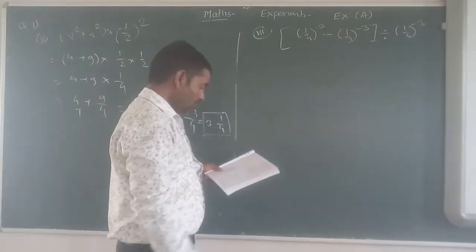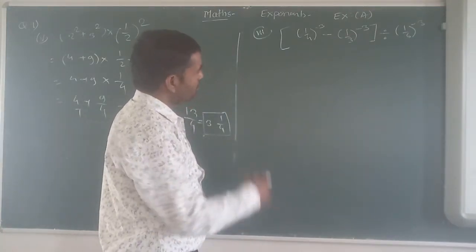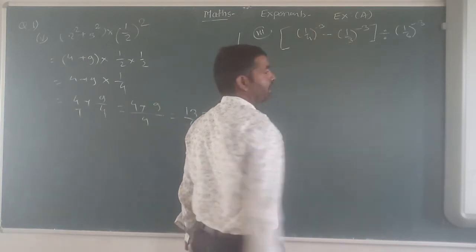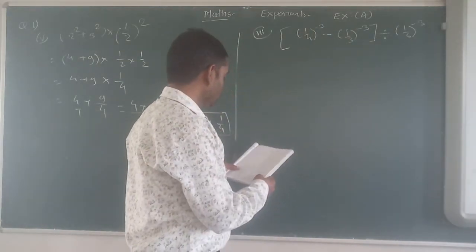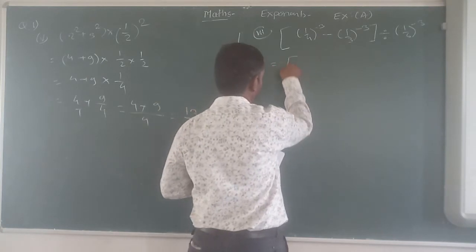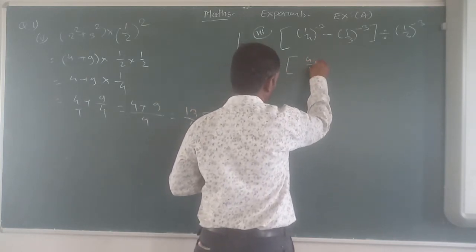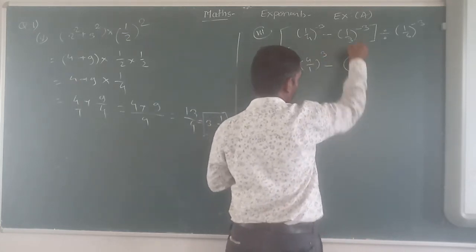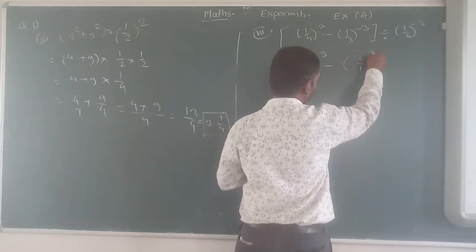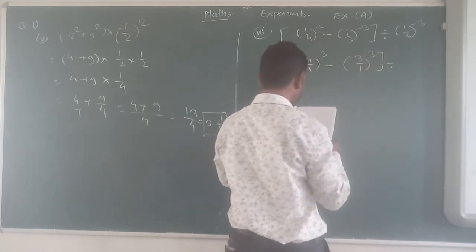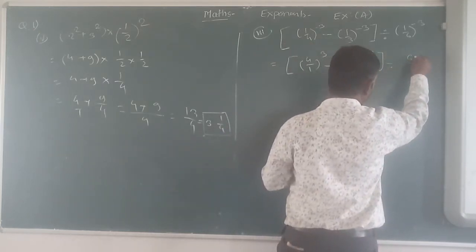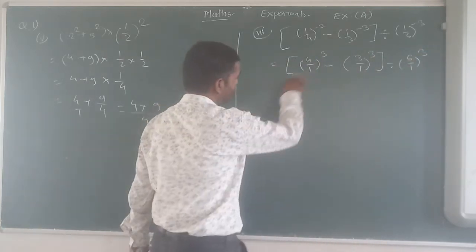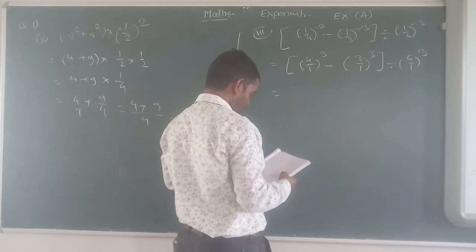So here minus powers are given. So here how to change the power? You can take the reciprocal of inside the bracket. So the minus power is going to change. Equal to 4 upon 1 bracket cube, minus, here also take the reciprocal, 3 upon 1 cube, square bracket complete, divide by, here also 6 upon 1 cube. Okay, so here take the cube.